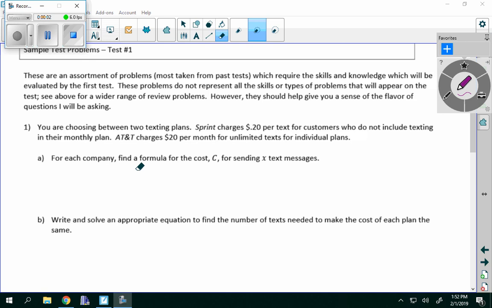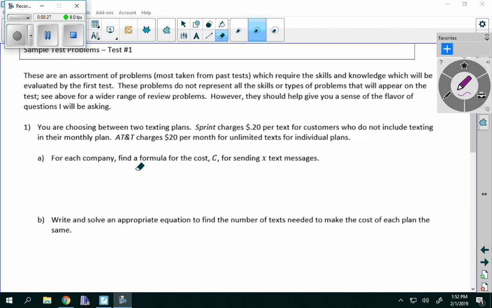Let's look at problem number 1 in the sample test problems for test number 1 in Math 107. You're choosing between two texting plans. Sprint charges 20 cents per text for customers who do not include texting in their monthly plan. AT&T charges $20 per month for unlimited texting for individual plans.